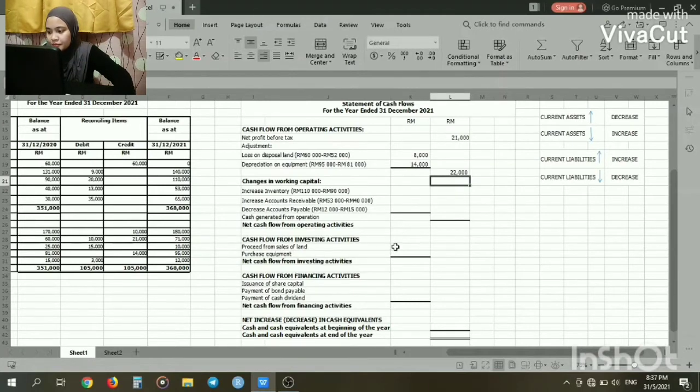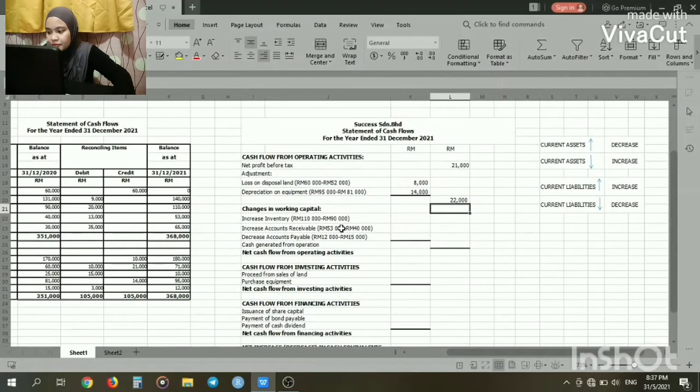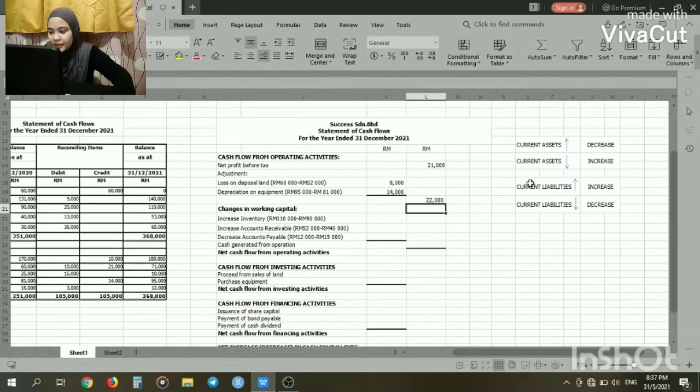Let's move on to the other areas in the operating section. Now this is going to be our current assets and current liabilities. Keep in mind, current assets go the opposite way. If current assets are going up, we decrease, and if current assets are going down, we increase. Current liabilities follow the same direction. If current liabilities are going up, we need to increase it, but if current liabilities are going down, we need to decrease it.